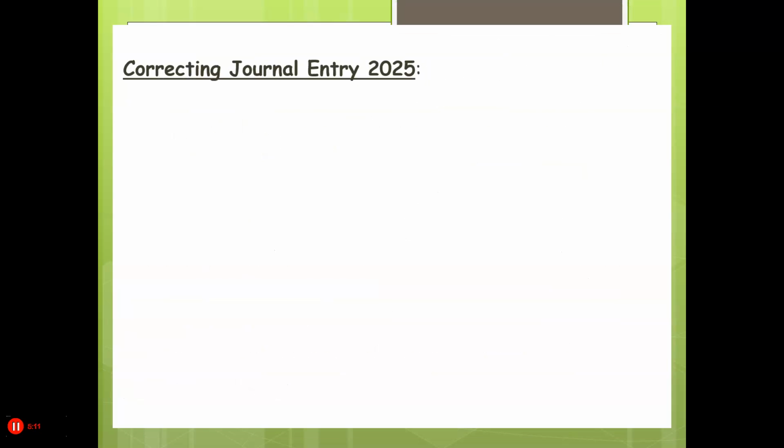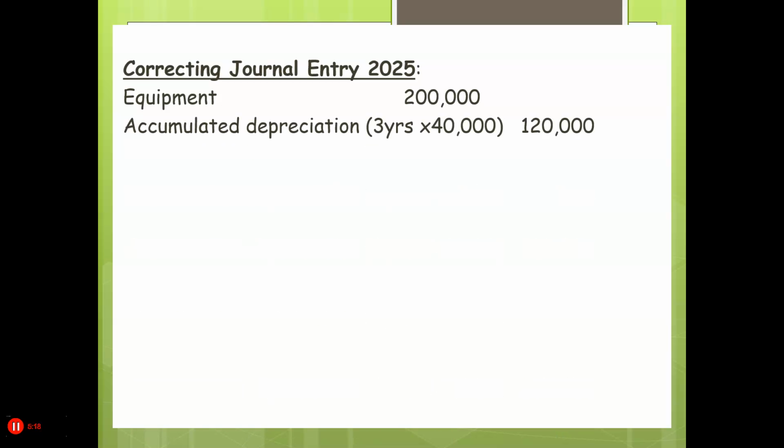So, how do we correct this? Well, we would put the equipment on the books, put the accumulated depreciation on the books, adjust retained earnings for the difference that was booked as an expense that shouldn't have been. And that ends this presentation.